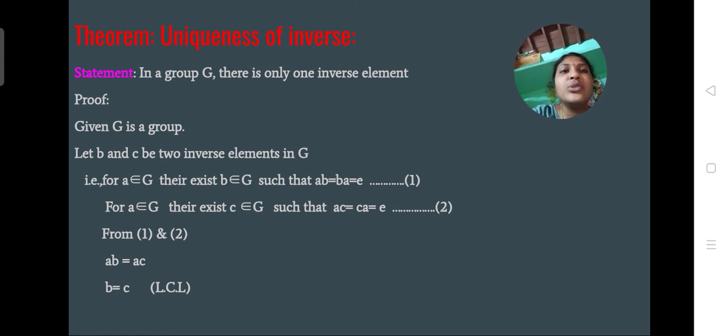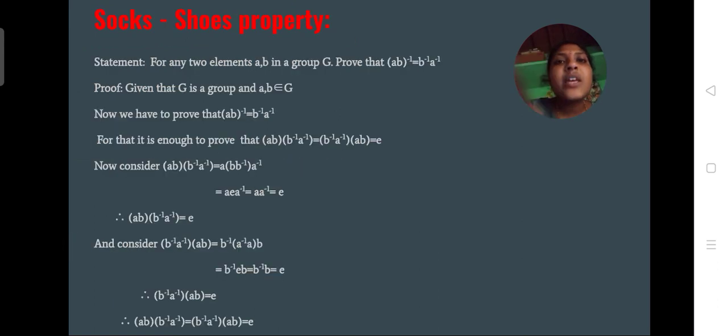Then the two elements, that means AB and AC are equal. So therefore from these two equations, AB is equal to AC. By the left cancellation law, we get B is equal to C. So B equal to C means B and C, which we considered two inverse elements, are finally the same element.